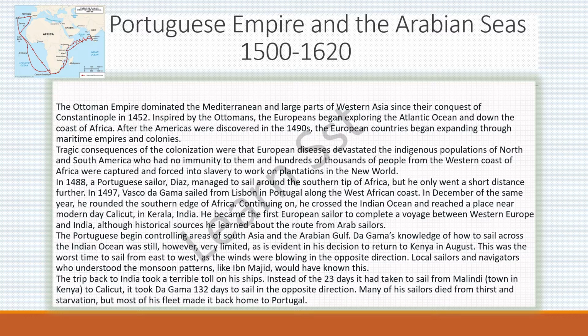Tragic consequences. The worst results of the colonization were that European diseases devastated the indigenous populations of North and South America, who had no immunity to them, and hundreds of thousands of people from the western coast of Africa were captured and forced into slavery to work on the plantations in the New World. The New World was America, and these African men were treated as slaves. They were bought as slaves from Africa and put into hard laborious tasks on the plantations in this region of America.